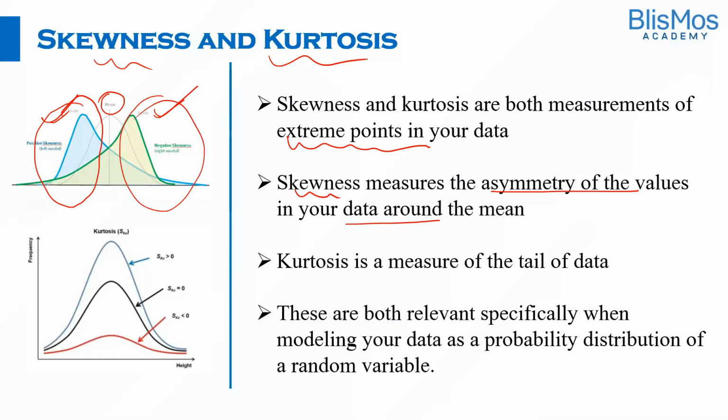Kurtosis measures the tail of the data. Skewness means whether you have an asymmetry of the values around the mean, but kurtosis measures the tail. How is the tail of your data? Both of these are relevant whenever you are modeling your data as a probability distribution of a random variable. Again, don't try hard. If you can remember the names of the functions, well and good. If you want to drill down, do that please.